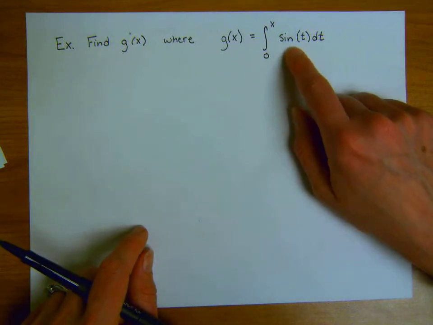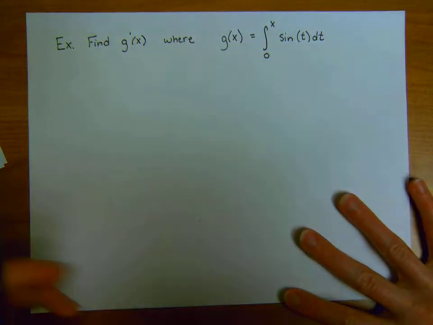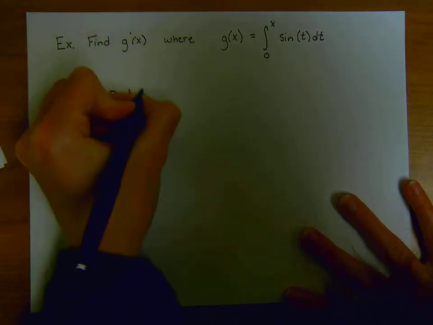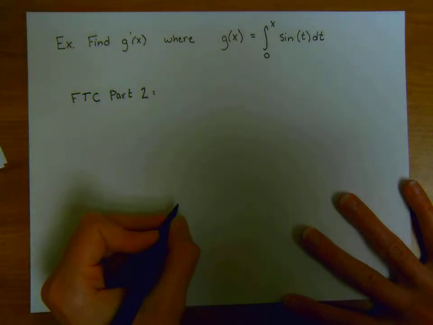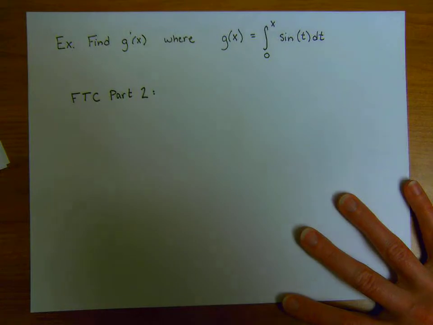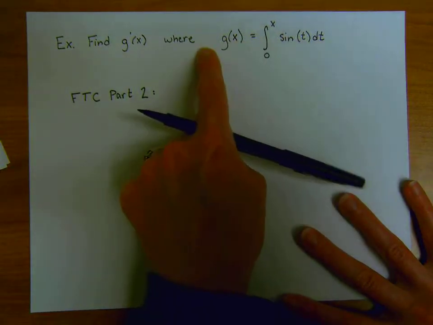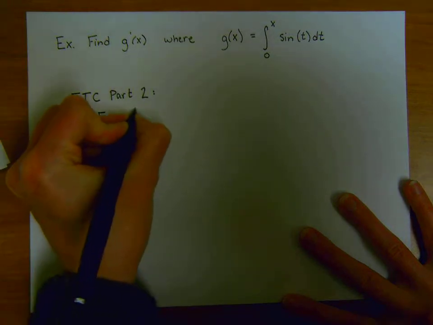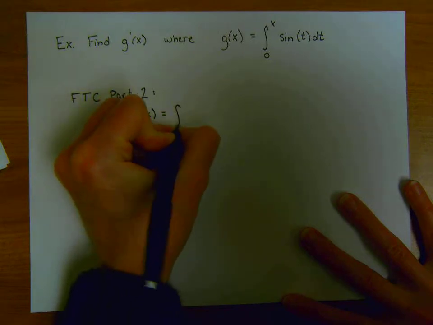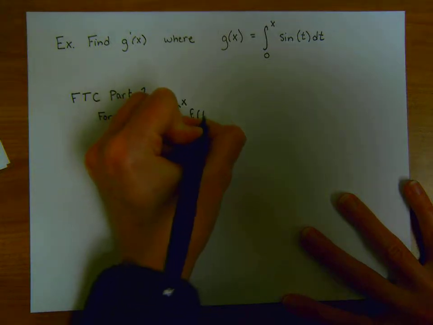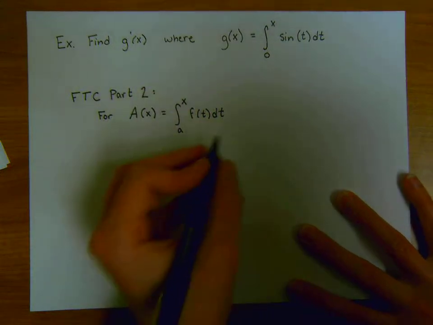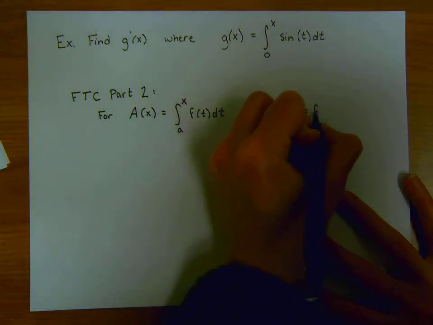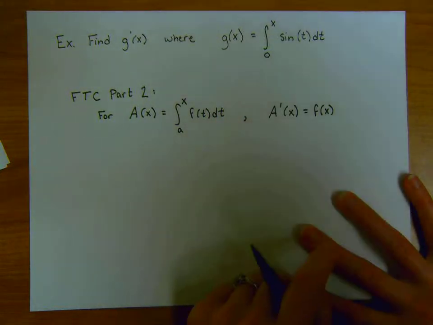At face value, it looks almost overwhelming. Thankfully, that's exactly what the fundamental theorem of calculus part 2 tells us. Maybe I should restate what it is. For some area accumulation function g of x that's equal to the integral from a to x of f of t dt, we have that the derivative of our area accumulation function is the inside function evaluated at x.